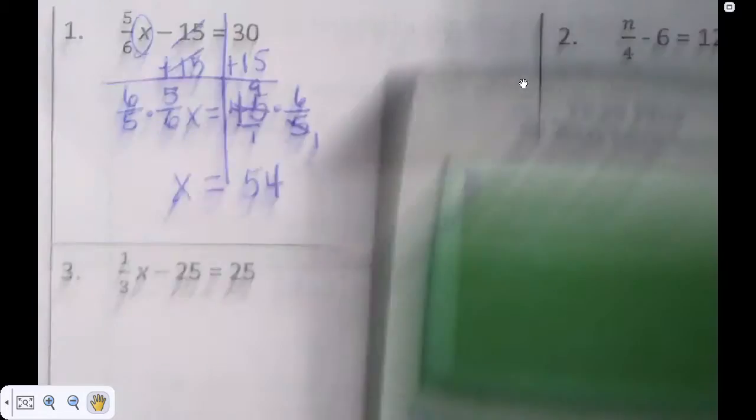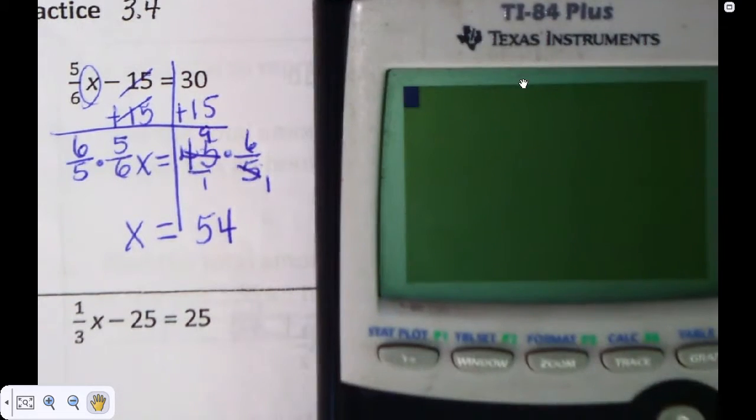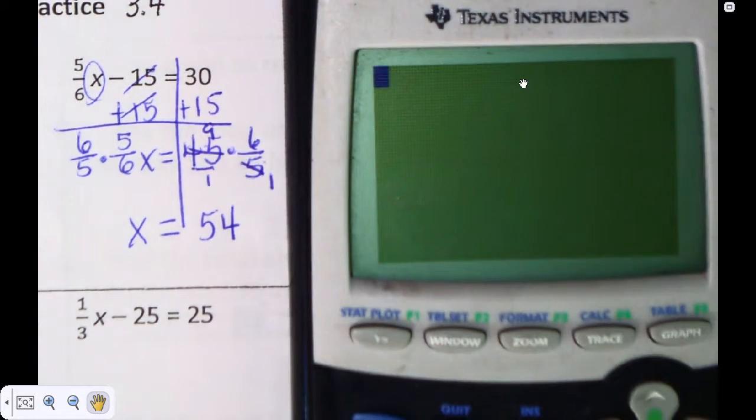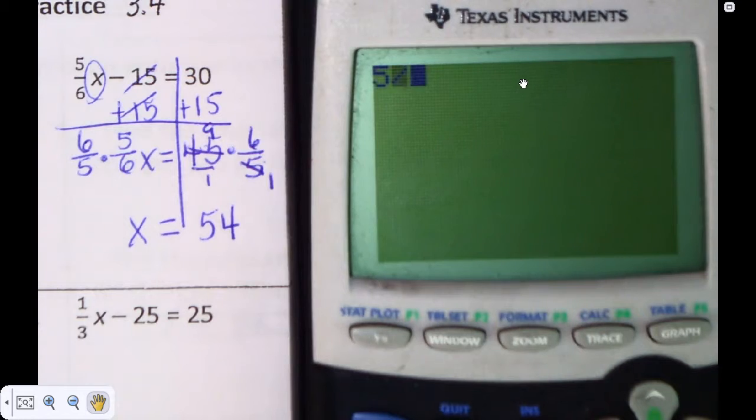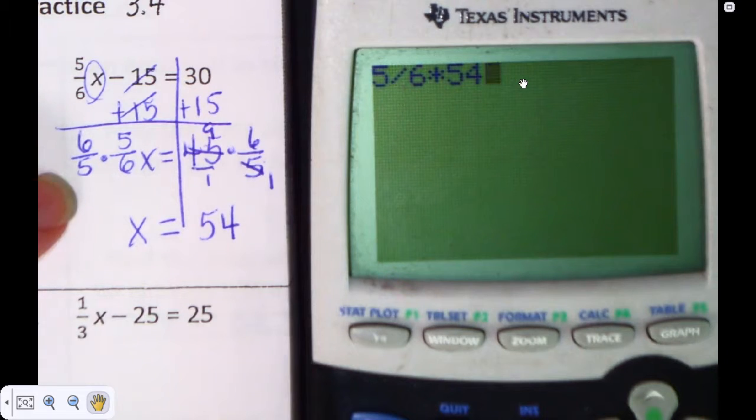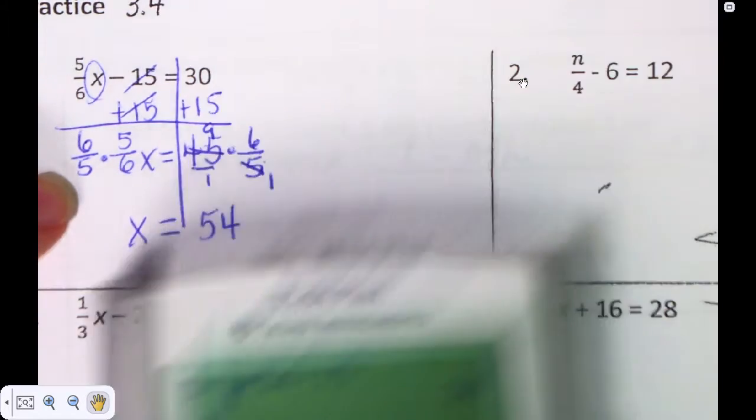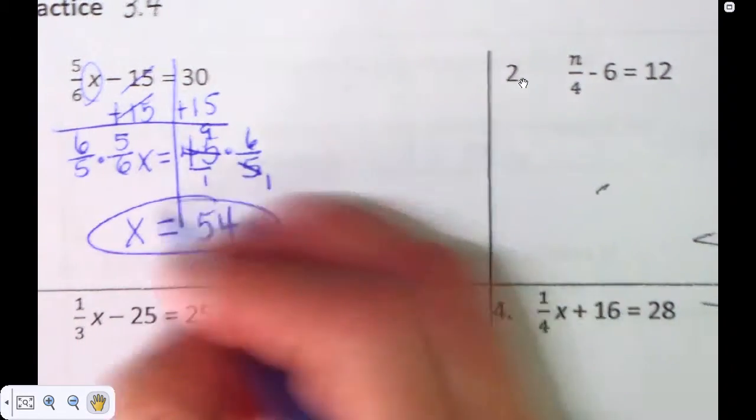Okay, to check it, what are we going to put? 5/6 times 54, good, minus 15 equals 30. Good job. Now you can circle it.